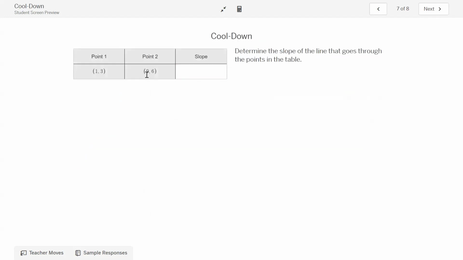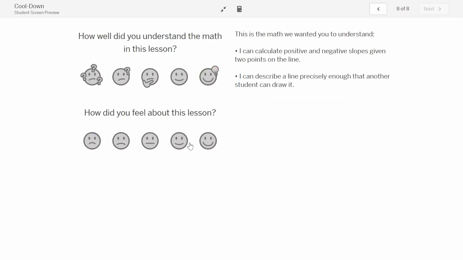Number 7, you are finding the slope between these 2 points here. So find the slope, just tell me what the slope is in this table. And that's all you're doing on slide 7. And then tell me how well you understood the lesson today. I can calculate positive and negative slopes when you're given 2 points on a line. I can describe a line precisely enough that another student can draw it. Okay, so tell me, how well did you understand the math lesson? How do you feel about this lesson today?